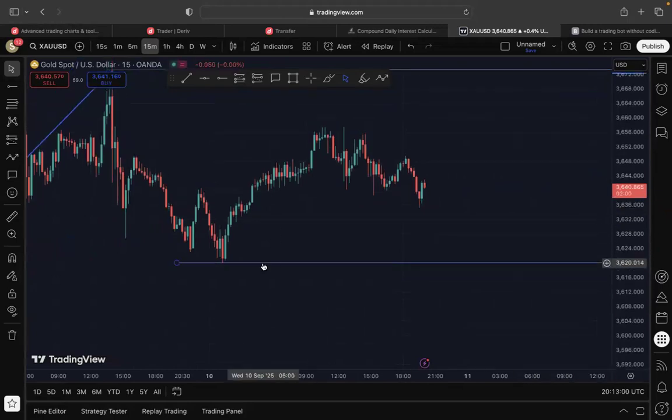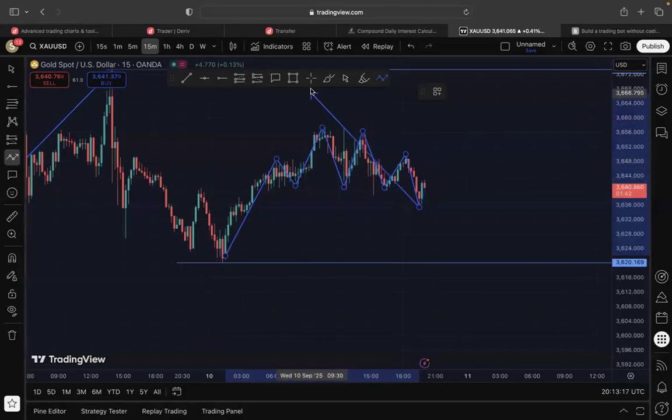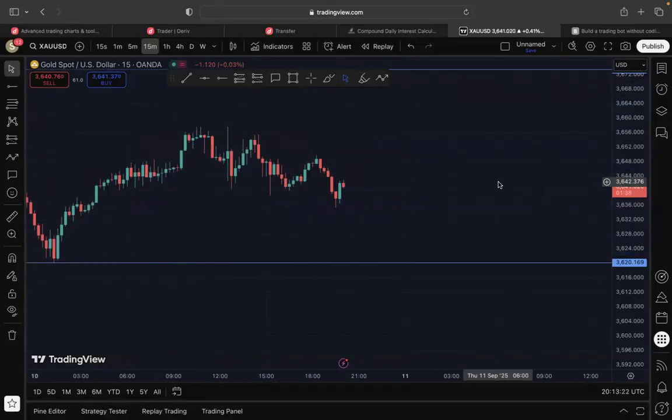Now look at this. Here we have this one, which is not really a good one. So what are we waiting for? A pullback, a real pullback here.